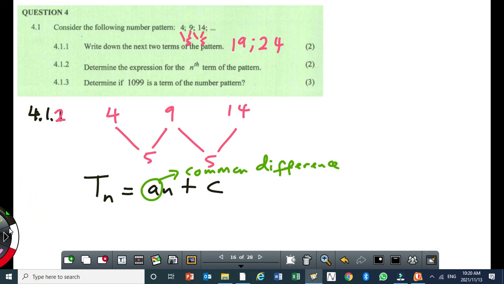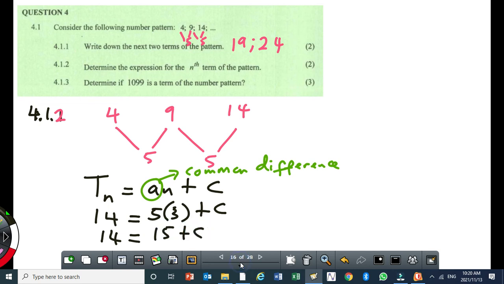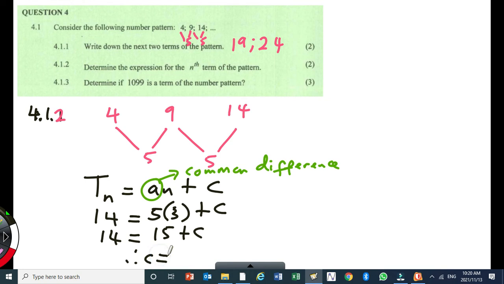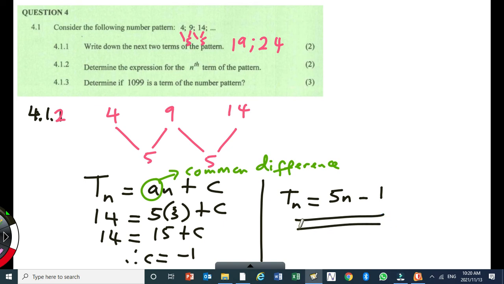Then the next thing, I need to choose a term here. I will choose 14. So where there is Tn, I'll put 14. Where there is a, I'll put 5. You follow what I'm doing? Where there is n, that's the position of 14 in the pattern, so that's a 3. I want to calculate c. So this means 14 is equal to 15 plus c. Therefore, c is going to be negative 1. So the general term is going to be Tn equals 5n minus 1. That's my general term.